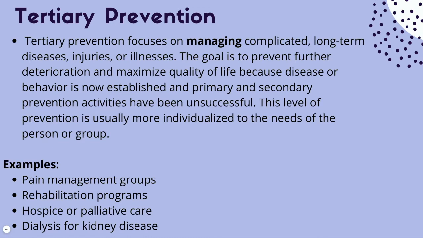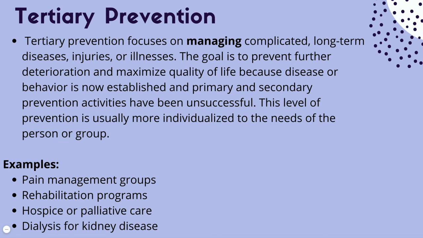So some examples of tertiary prevention would be pain management groups. So going to groups so people can learn to deal with their pain they're having from chronic disease to improve quality of life. Rehab programs, right? So this might be people that have to attend rehab for years at a time, right? Because they're trying to maximize quality of life and prevent that further deterioration. Hospice or palliative care. This also can be a form of tertiary prevention, right? Because we know that usually in hospice and palliative care, we might be nearing the end of life, or we're trying to make that person comfortable. We don't want people to be in pain.